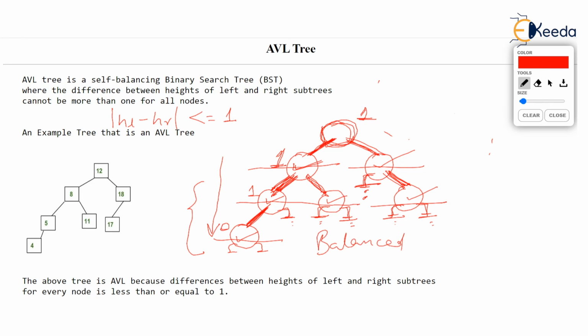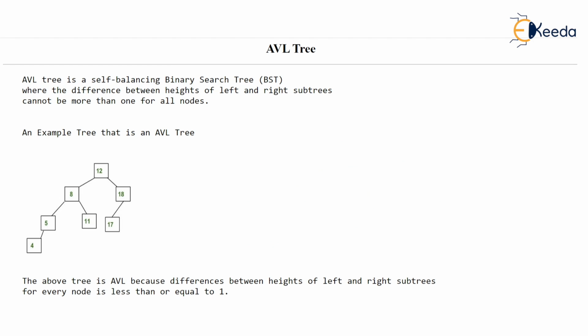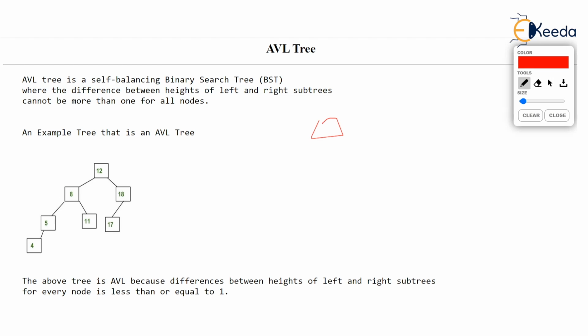I hope you're understanding what is meant by balanced. Now let's take an example and check whether this tree is balanced or not. Very fast we will do this. Suppose we have a tree like this. Let's check from the bottom level. This is balanced, I am ticking, 0 minus 0. This is balanced, 1 minus 0, isn't it? This is balanced at the same level, 0 minus 0.